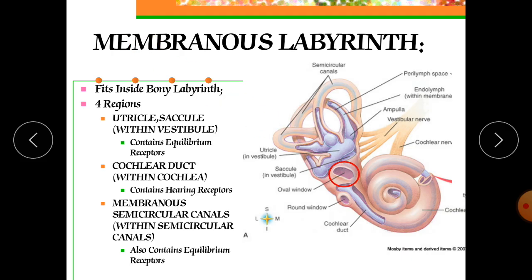Now here it is called the oval window. This is the cochlea part. Here are the semicircular canals, which are at right angles to one another. These two are called the anterior and posterior, and this is the horizontal one, which is called the lateral semicircular canal.